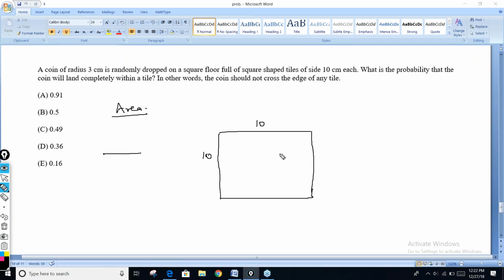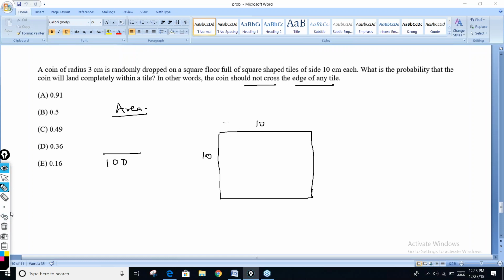That is 100. And then comes your total cases, total area. The coin is dropped over this. What is the probability that the coin will land completely within a tile? So the coin should not touch, should not cross the edge of any of the tiles. It should not flip like this. That is an invalid case.